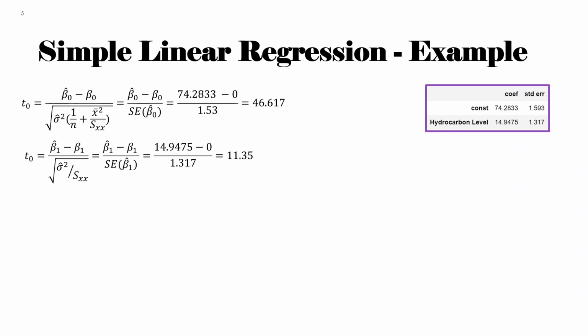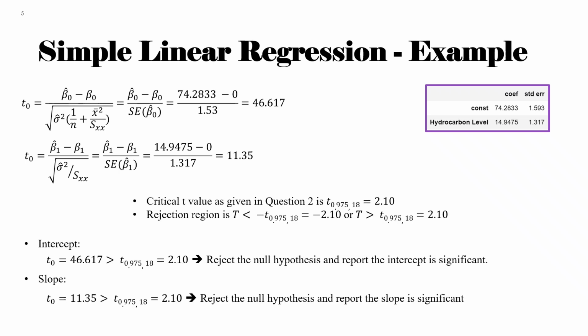To draw conclusions from these hypothesis tests, we can use either the rejection region approach or the p-value approach. Using the rejection region approach, we note that the critical t-value for a two-sided hypothesis test in simple linear regression at a significance level of 0.05 is the negative and positive values of t of 0.975 with 18 degrees of freedom, which is approximately 2.1.